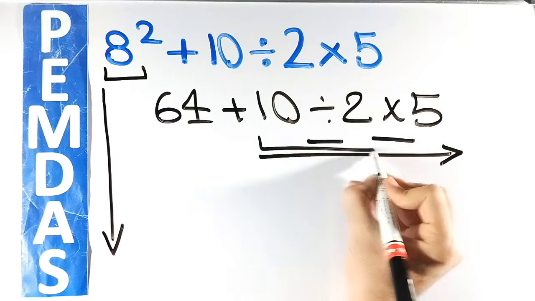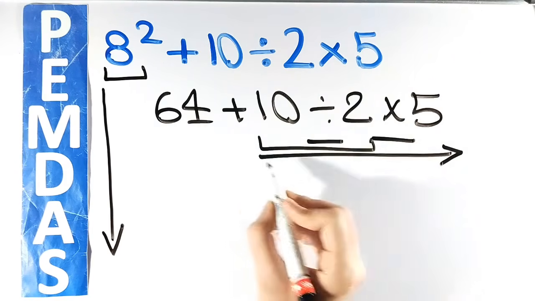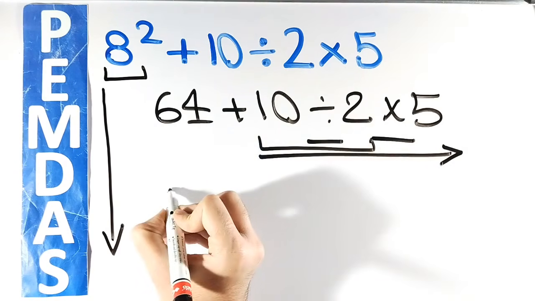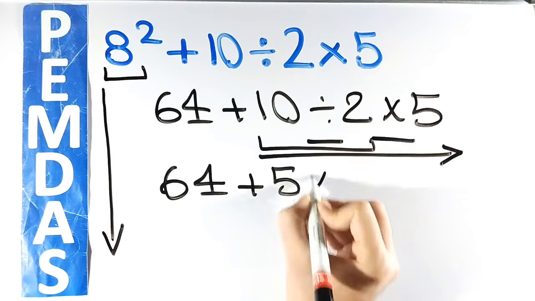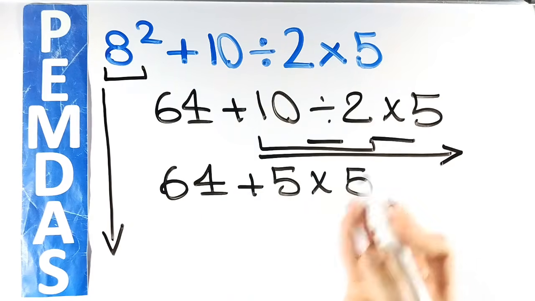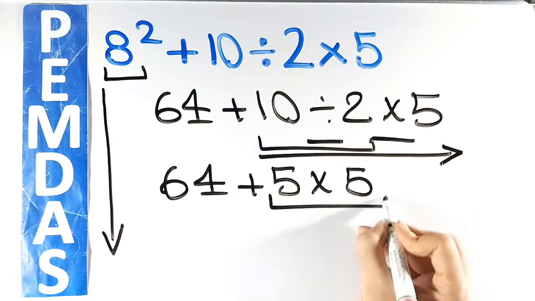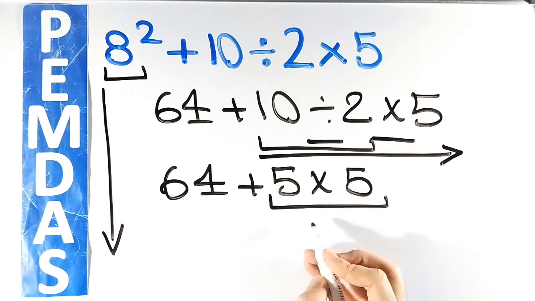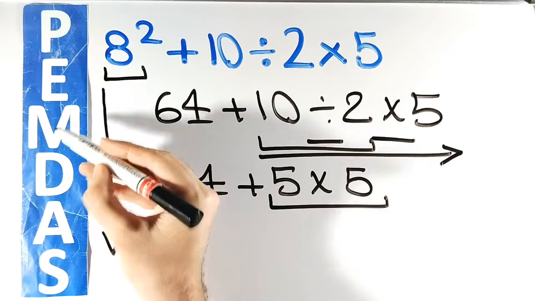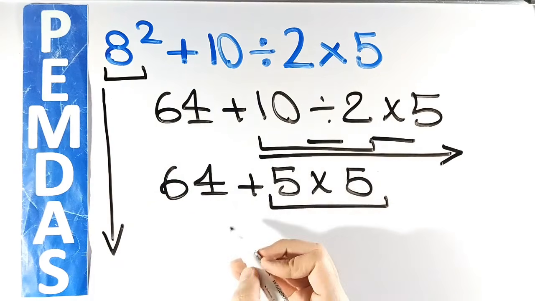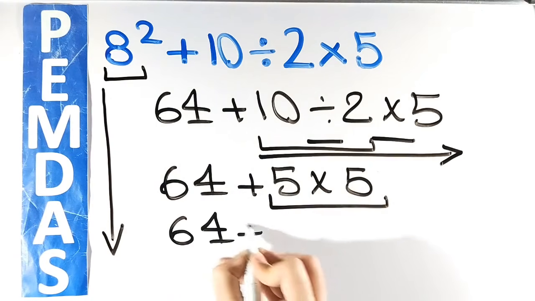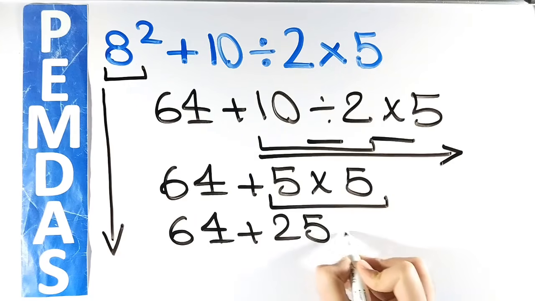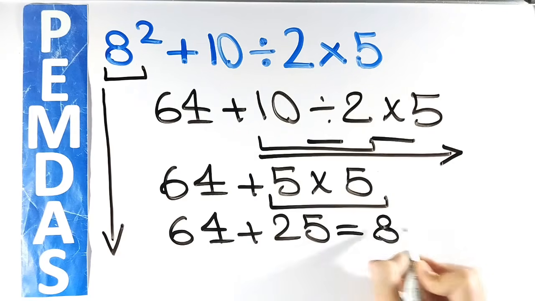So, first we go for the division between 10 and 2. And instead of this equation, we can write 64 plus 5 multiplied by 5. And the final step, we go for the multiplication between 5 and 5, because multiplication has a higher priority than addition. So, we rewrite this expression as 64 plus 25, which finally gives us the answer, 89.